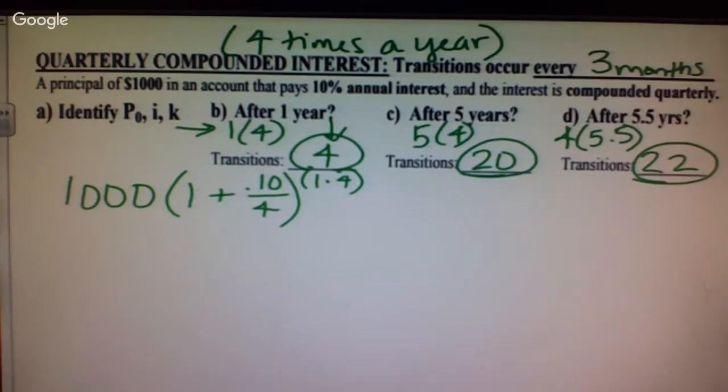Could just let the 4, but that's okay. It's going to be 1,103.81. Okay, I'm not going to rewrite this.